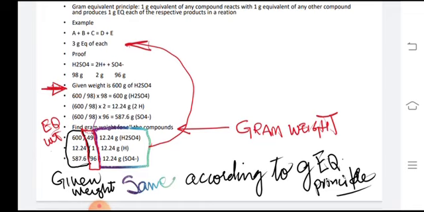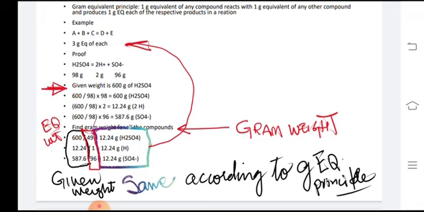Then we have the sulfate ion. What is the given weight for it? We have already calculated it. It is 587.6. So divide it by the equivalent weight of sulfate ion, and we will get 12.24 gram equivalents of sulfate ions. Now if you see here, all the gram equivalents of these compounds are the same in the equation. So whether on the reactant side or on the product side, we are going to have the same gram equivalent.